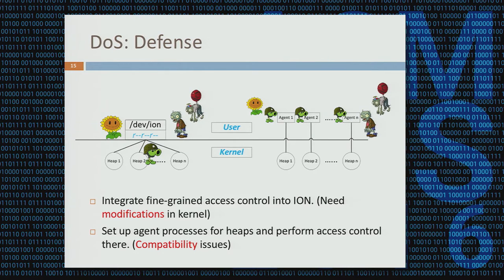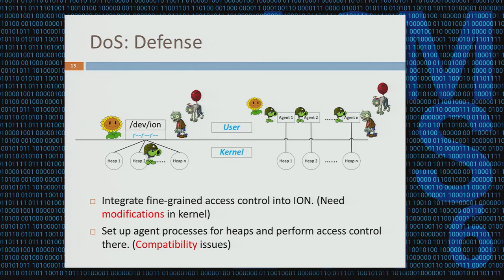Sorry for the inconvenience. We have just talked about another solution to defend against the DOS vulnerabilities. We talked about setting up an agent process for each ION heap. If a user wants to allocate memory from a certain ION heap, he needs to talk to the agent process first. The agent process will decide whether the user's requirements can be satisfied according to some security policies.